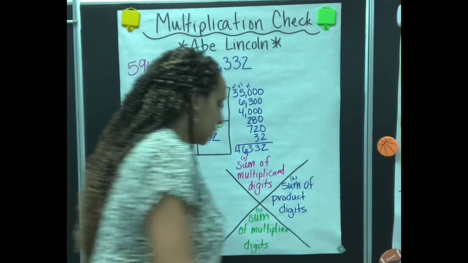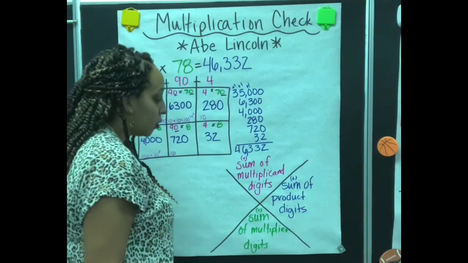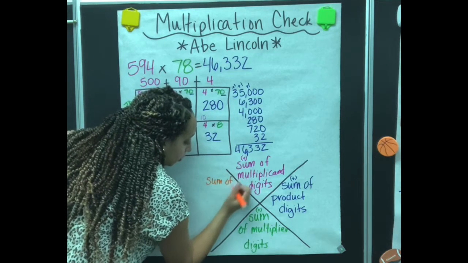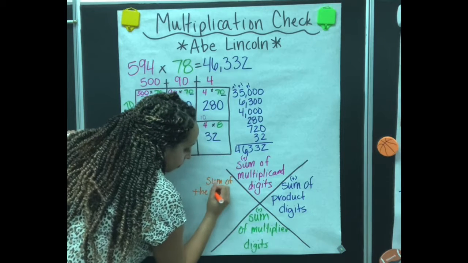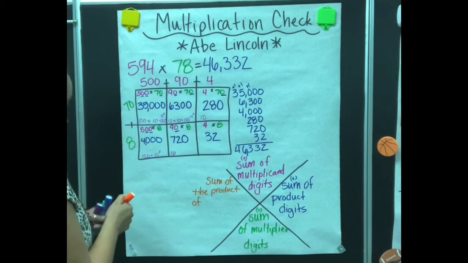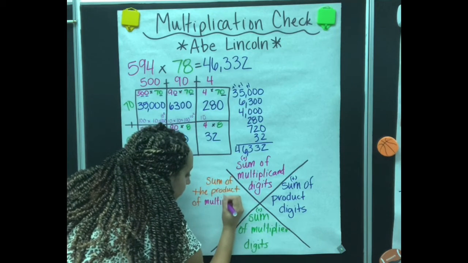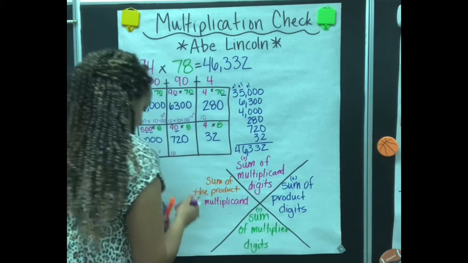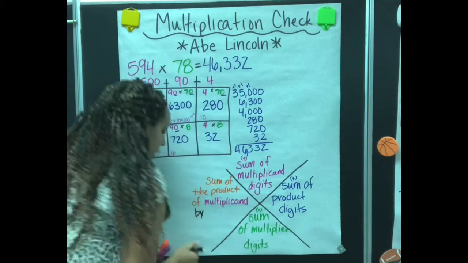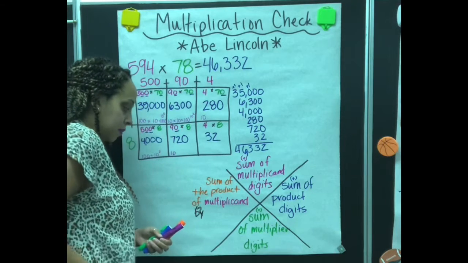I mean, it's going to seem confusing, but it's not confusing. Over here, we are going to have the sum of the product of the multiplicand by, and by means multiply, remember, the multiplier digits.